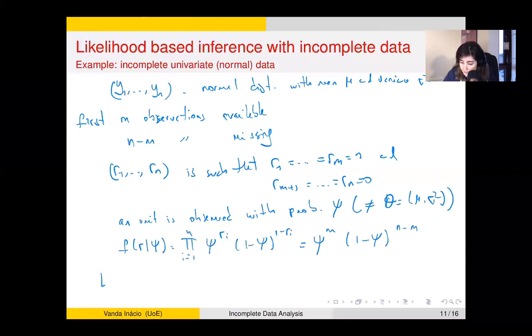And now if I write my likelihood for the observed data and the missing data indicators, I know that what I will have is, oh, and I forgot to say that I'm assuming the missing data mechanism is MAR, or missing completely at random.